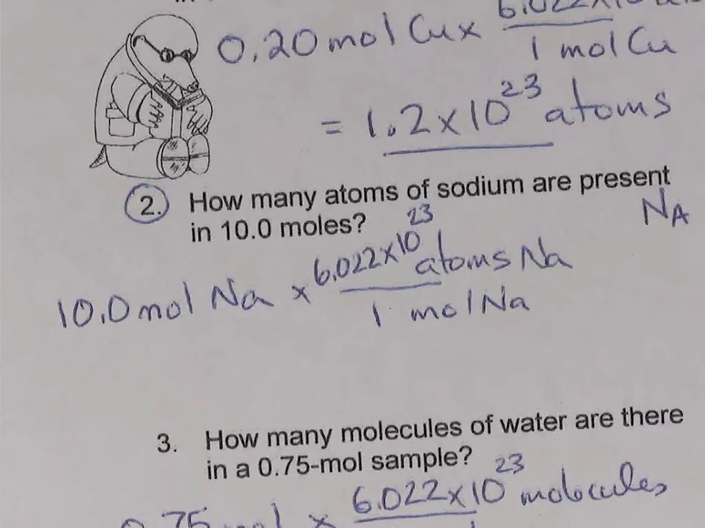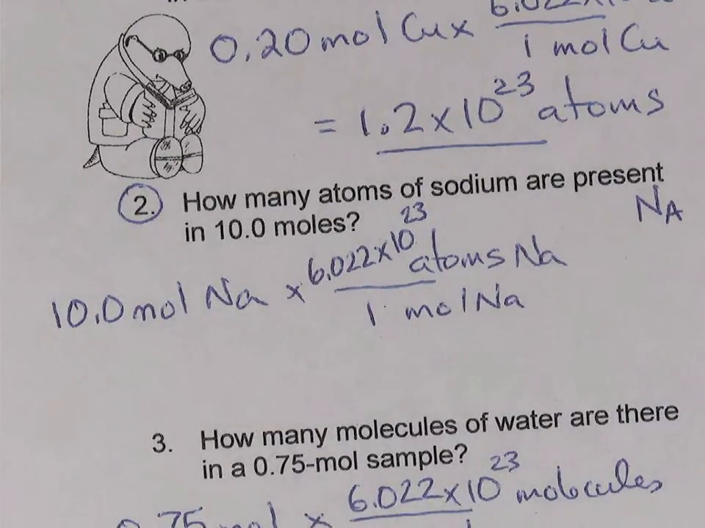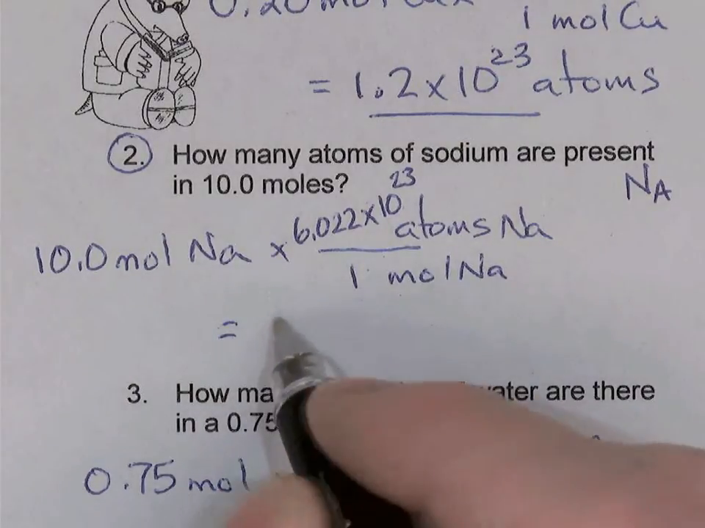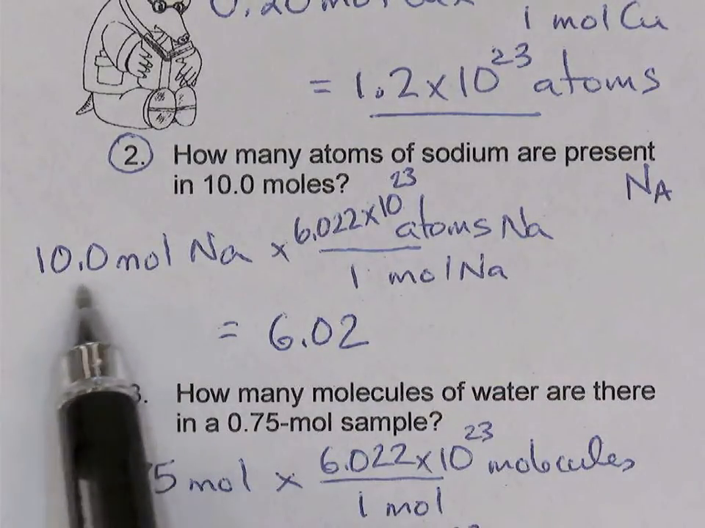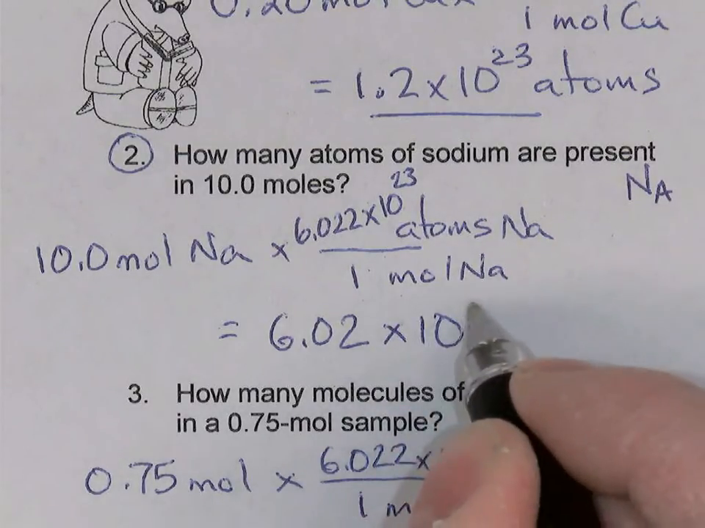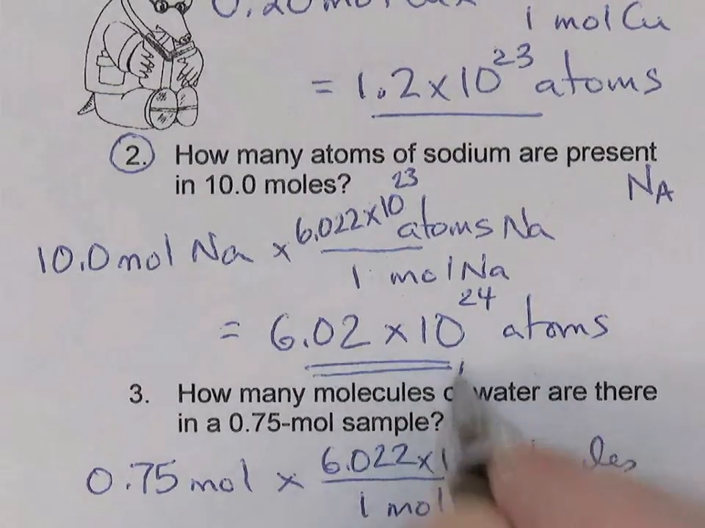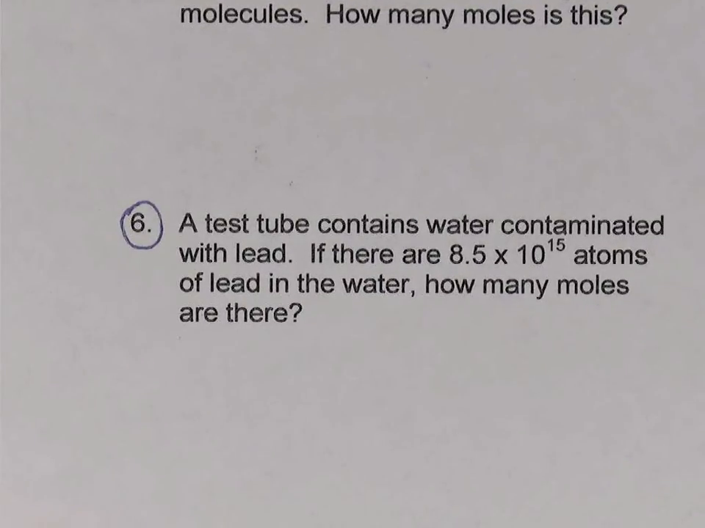So on your calculator, let's take 10 times 6.022 times 10 to the power of, that scientific notation button, 23. And you should have been able to do that with some mental math, but on the calculator we confirm our answer, 6.02. I'm going to keep 3 significant digits because 10.0 had 3 significant digits, times 10 to the power of 24 atoms of sodium. Okay? Now we'll go a little bit faster for the next few questions. All right, let's take a look at this question number 6.